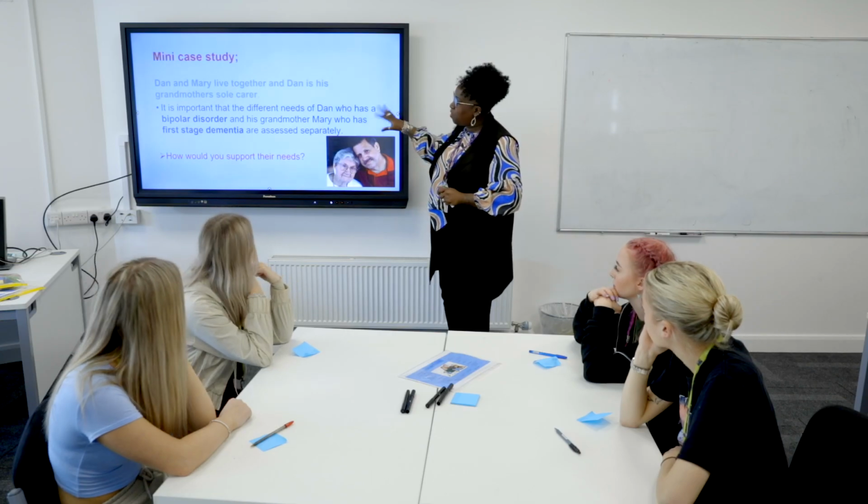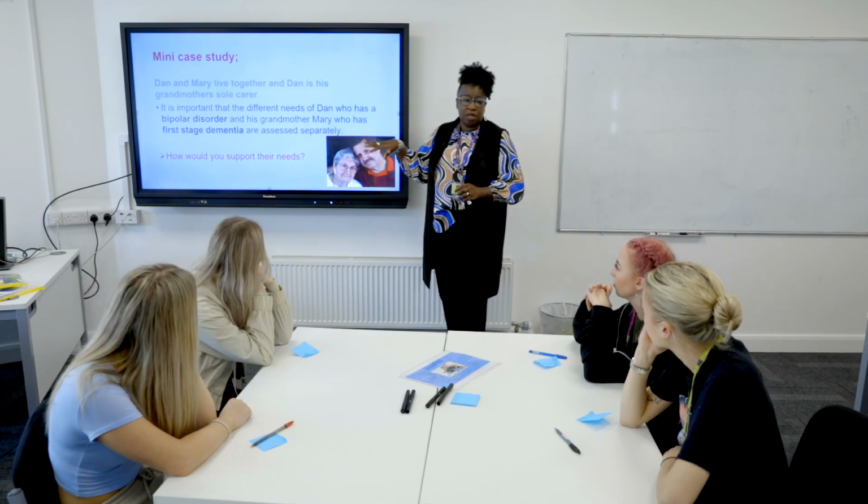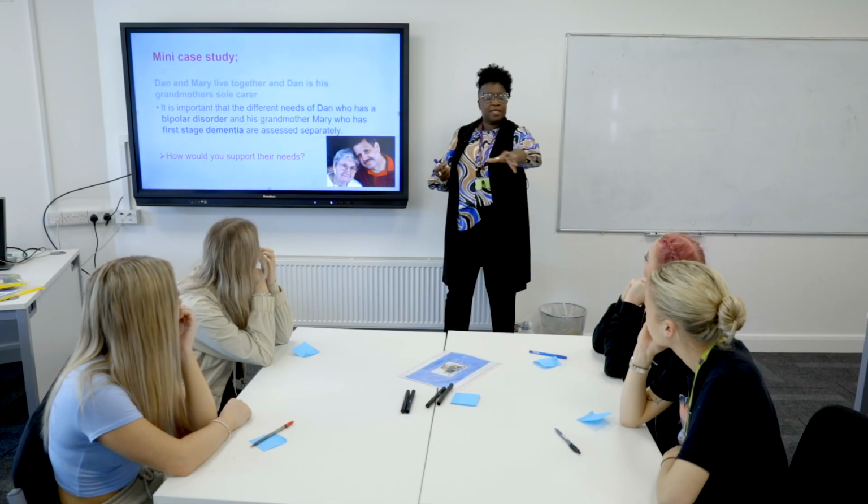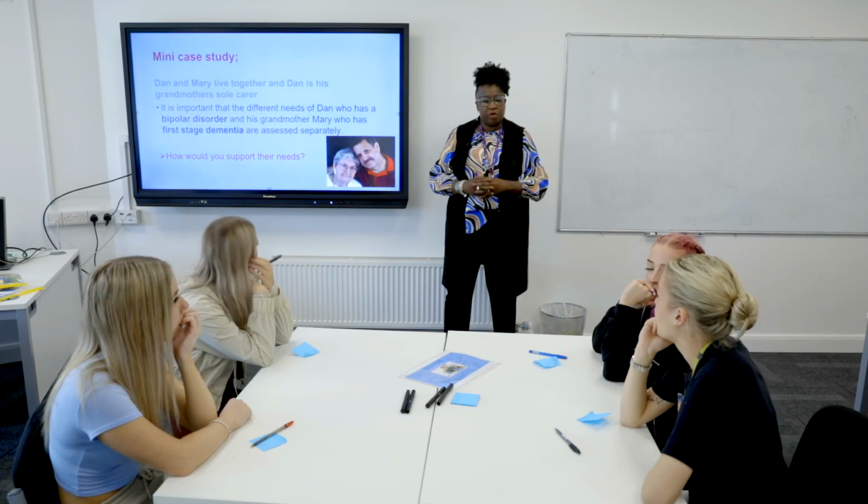All right, so this is one of the mini case studies around Unit 2. Dan and Mary have got different needs. Dan has bipolar and Mary has the first stage of dementia. Have you all heard of these particular illnesses? Dementia, what is it? Tell me what it is. Brief synopsis of what it is.